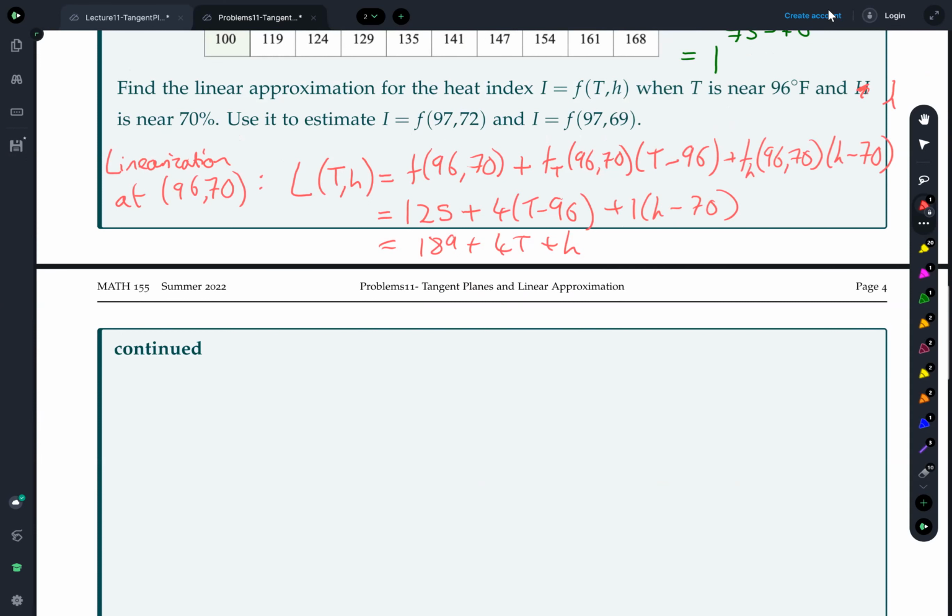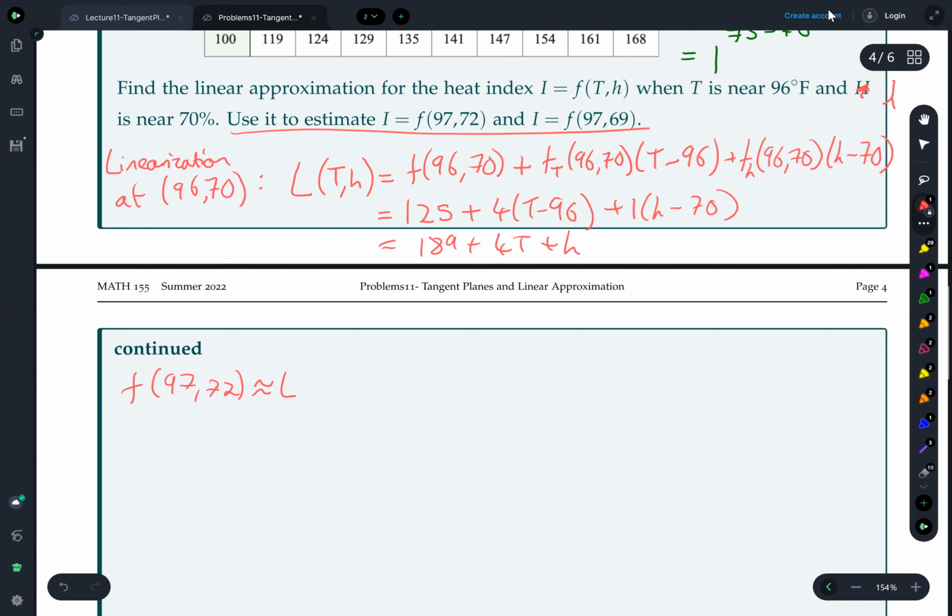Okay. So we want to use this linear approximation to estimate what our function is, what our heat index is at some values close to that. So rather than being at 96, 70, we're going to move along to 97, 72 to start with. So we can say that our function at 97, 72 is approximately equal to our linearization that we've taken at 96, 70, but evaluated at 97, 72.